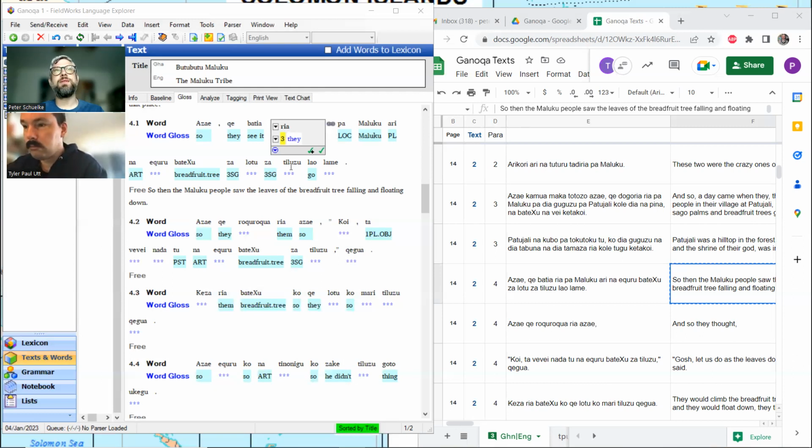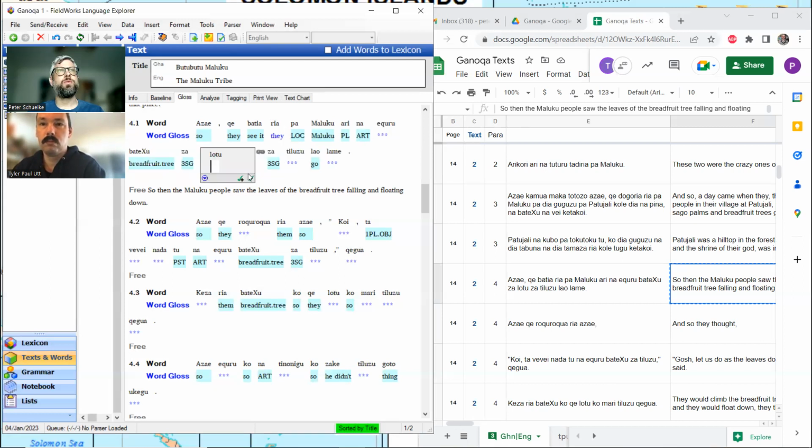So lotu might be fall, tiluzu might be float, and lame might be down. This is interesting to me because lotu, I suspect, is cognate with Roviana lotu. There's a different meaning in Roviana, which is to pray.